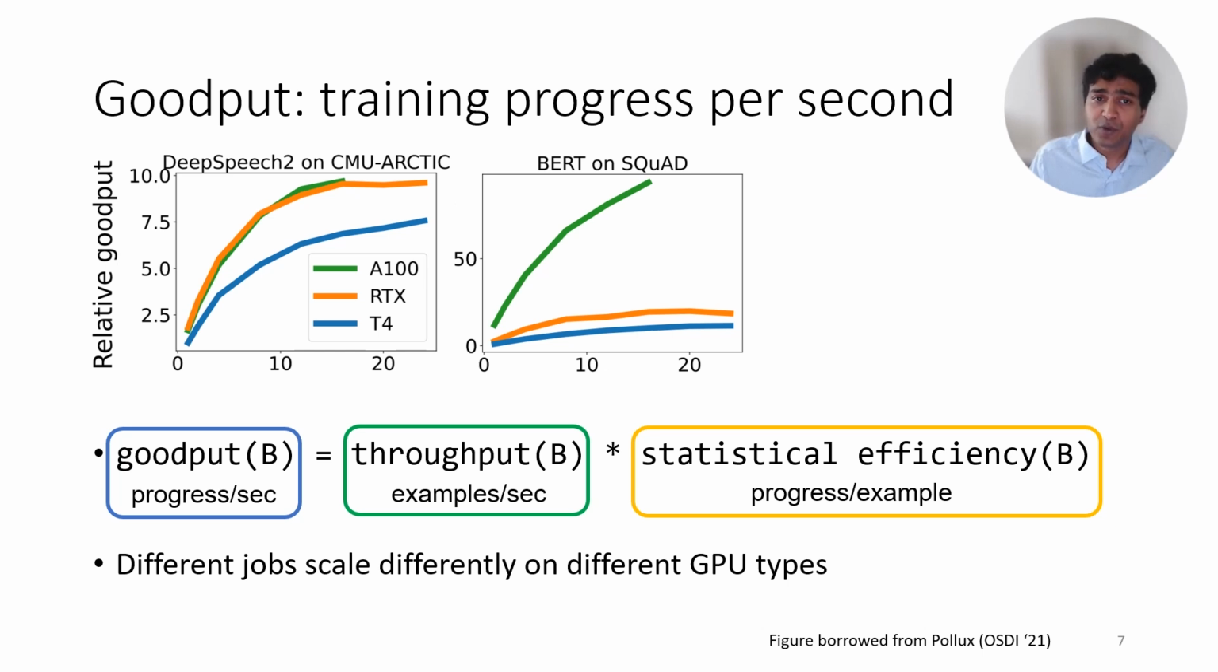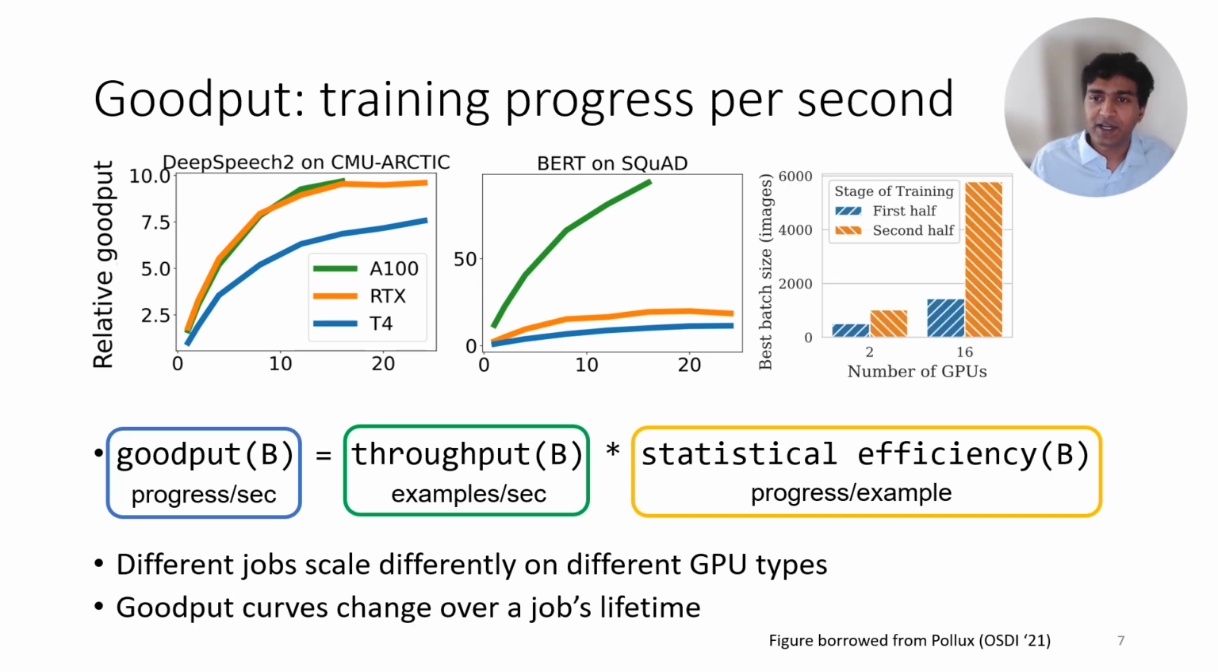Finally, since goodput tracks the optimization progress in the training job, the batch size with the best goodput changes over time. The plot on the right is borrowed from Pollux's OSDI 2021 paper and shows the best batch size with the highest goodput on the y-axis and the number of GPUs on the x-axis. The two bars show the first and the second halves of the training, and we see that the best batch size changes over time. As training progresses, the model tends to use a larger batch size, and so a job's goodput curves also change over its lifetime, and its allocated resources must be continuously optimized to minimize its runtime.